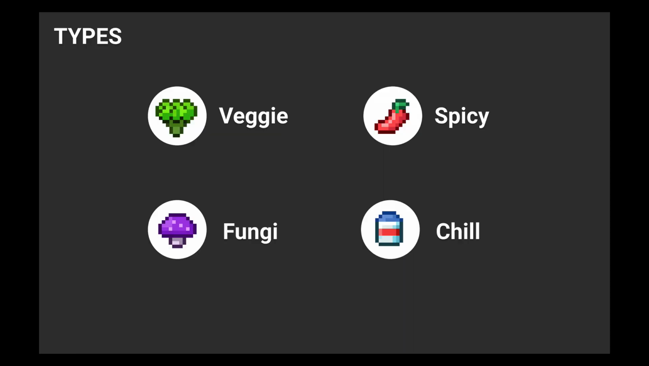Here are the four pizza types in the game. We've got veggie, spicy, fungi, and chill. Chill is stuff like ranch dressing and pineapple, by the way. Each type will have a strength and a weakness, and we'll cover the details of that when we write the code to configure each one. And of course, you can add your own.